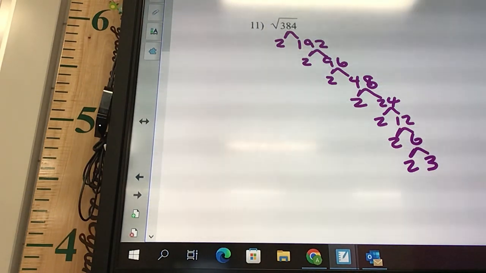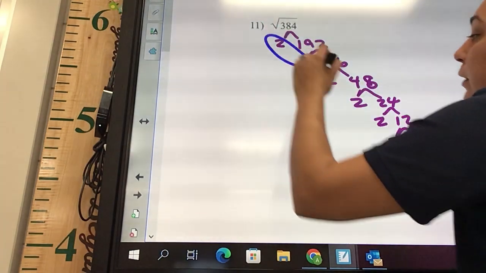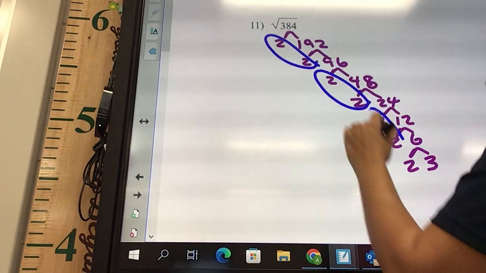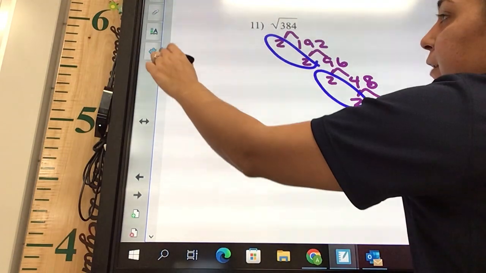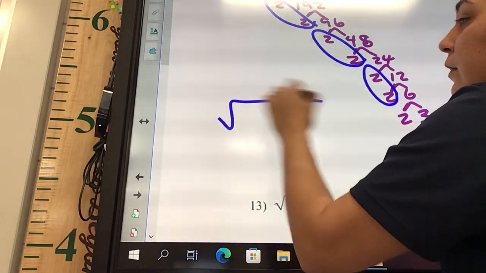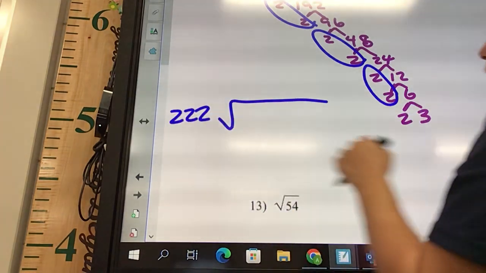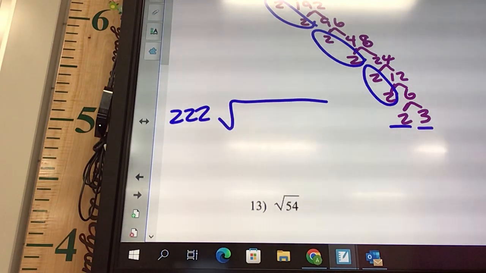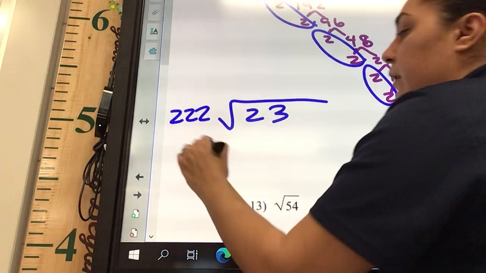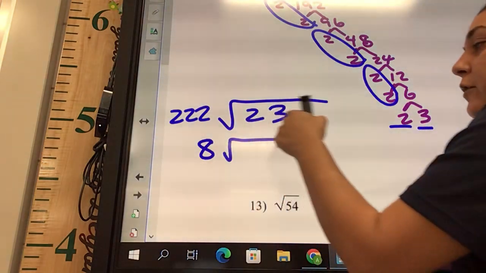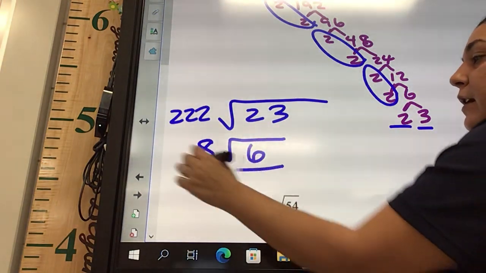So we're going to match them in groups of 2s. I got 1, 2, 3, and then I got a 2 and a 3 left. So on the outside, you're going to have 3 2s. 1, 2, 3. And on the inside, these guys got to go back in the house. We got 2 and 3. So 2 times 2 times 2 is going to be 8 on the outside. Square root of 2 times 3 is going to be 6 on the inside.